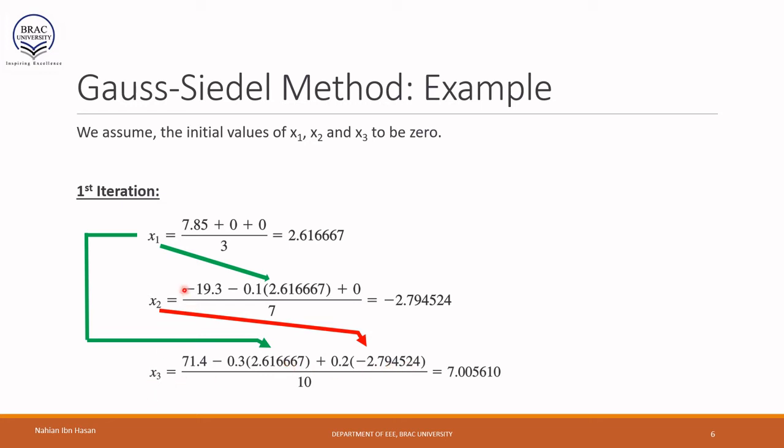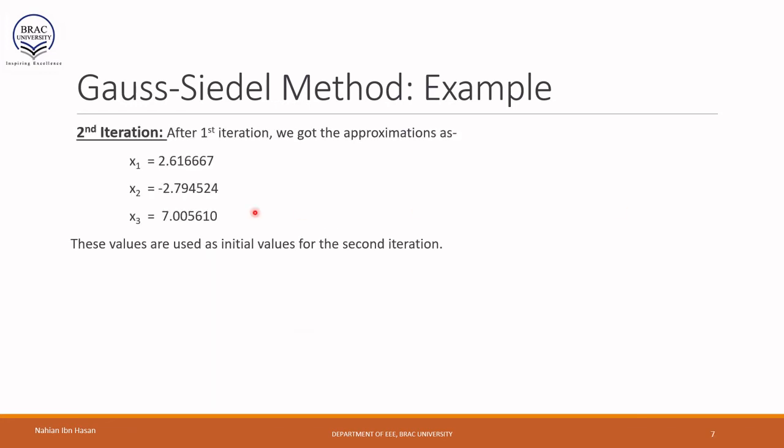So after the first iteration, the modified approximation of the original unknown values are: x1 is equal to 2.616667, x2 is also determined in this manner, and x3 is also determined in this manner. So using these three values, we are going to assume that these three values are going to be the initial values for the next iteration. So in the second iteration, we have the initial values, something like this. These are the values that have been determined from the first iteration. So for the second iteration, these are going to be the initial values.